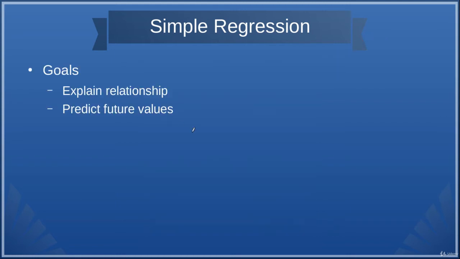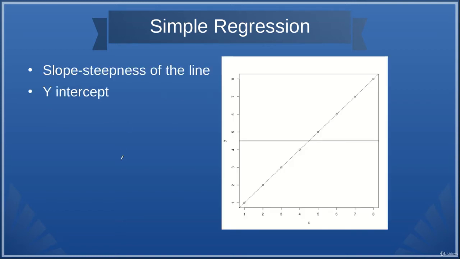So I already explained to you, these are the 2 primary goals right here of regression. It is to either explain relationship between 2 or more variables or to predict future values. That's what we want. In machine learning and data science, often we're much more obsessed with predicting future values than we are about explaining relationships. However, it may depend on your particular purpose.